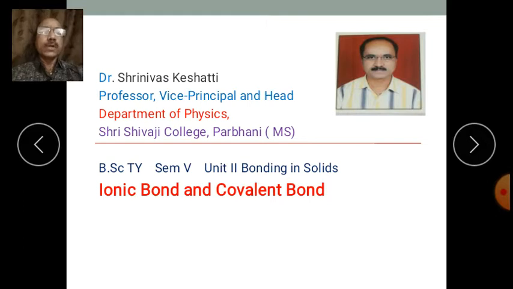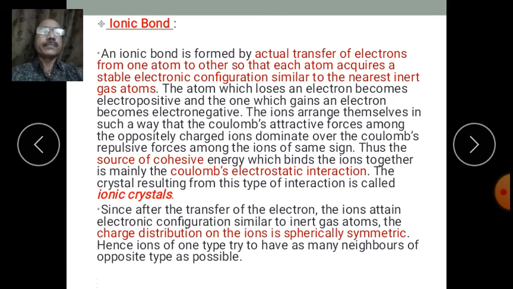Welcome to the second session, Unit 2, Bonding in Solids. In this session, we are going to discuss ionic and covalent bonds. We are going to discuss the details about the ionic and covalent bond. What is meant by ionic bond?